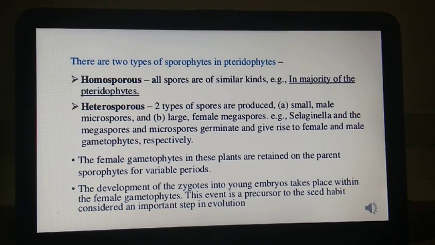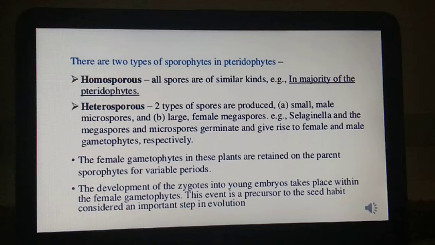Now students, there are two types of sporophytes in pteridophytes. We have homosporous, in which all the spores produced are of a similar kind, as in the majority of pteridophytes. Second, we have heterosporous, in which two types of spores are produced. We know hetero means different. So one is the small male microspore, and the other is the large female megaspore.